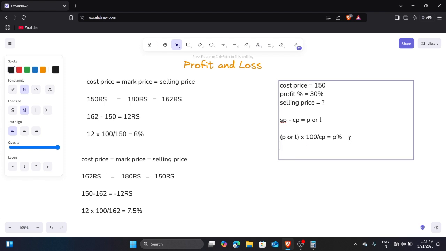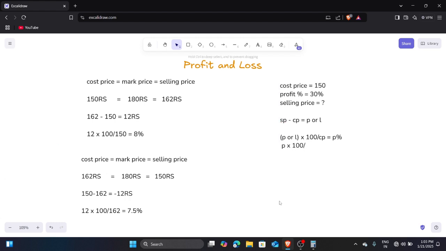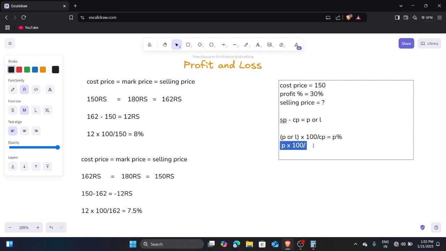Now what they are saying is the cost price is 150. So according to this formula, in the place of the profit we don't know anything, so we take it as P. And the 100 is a default thing. And the CP is 150, and the profit percent we have is 30. Now when you solve this, you can get the profit.